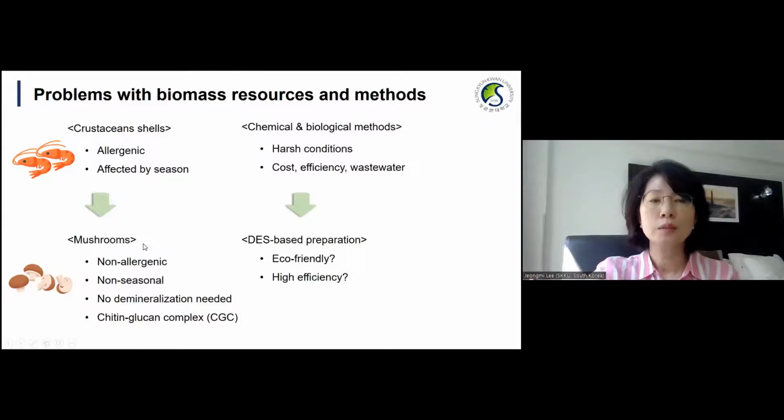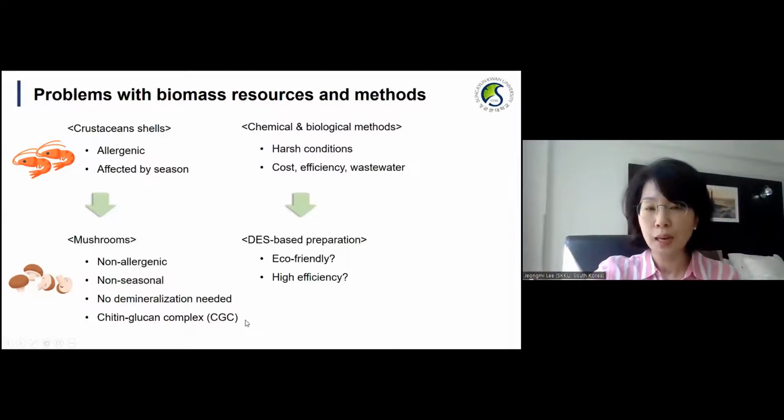And the chitin product that is produced from mushroom is rather a chitin-glucan complex than just a simple chitin. Mushrooms contain glucan in addition to chitin, and as a result, the products are more like a chitin-glucan complex in mushrooms.